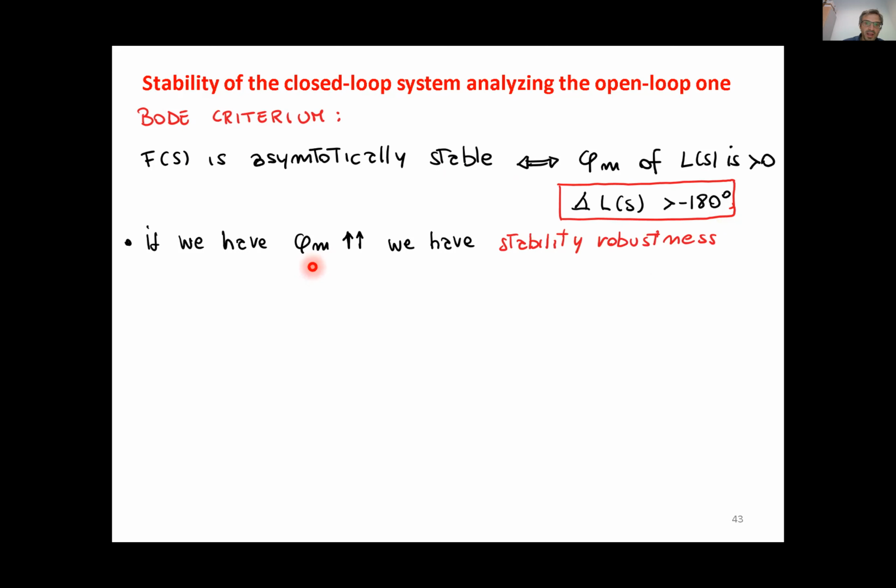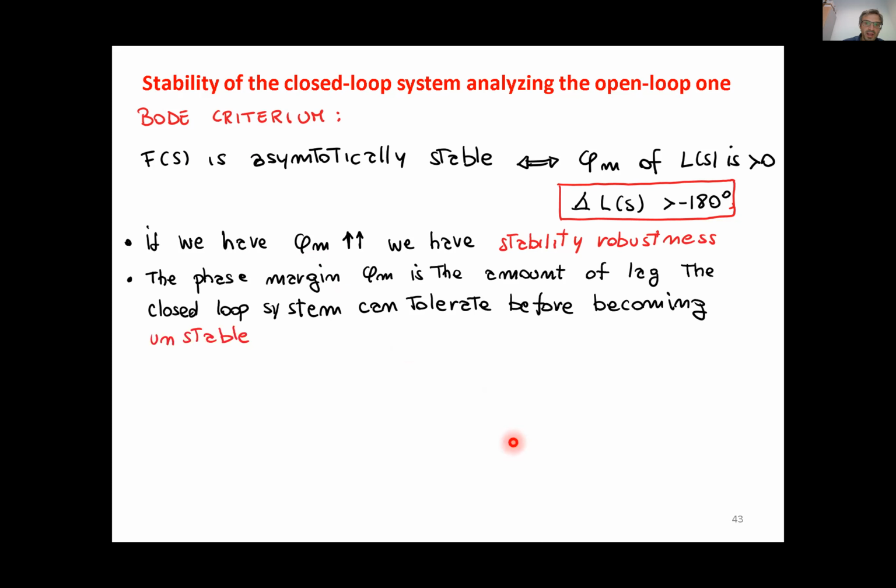However, if we have a bigger phase margin, so if we are farther away from the -180 degrees phase delay at the cutoff frequency, then we have robustness. So we can deal with bigger disturbances, and the system will remain stable. And also delays, because the phase margin, in essence, can be considered as the maximum amount of lag that the closed loop system can tolerate before becoming unstable.